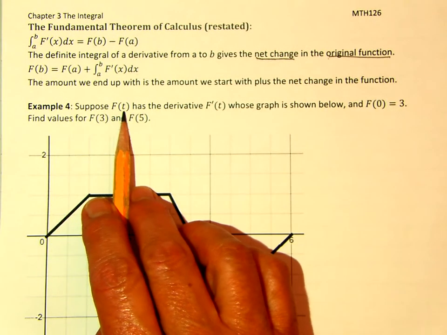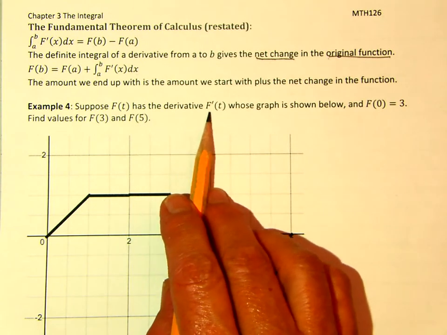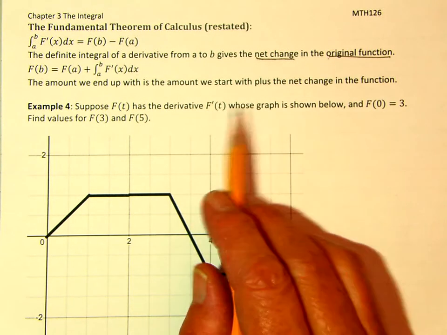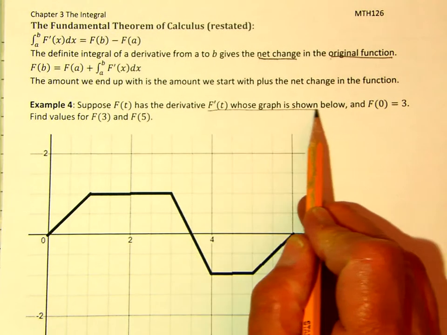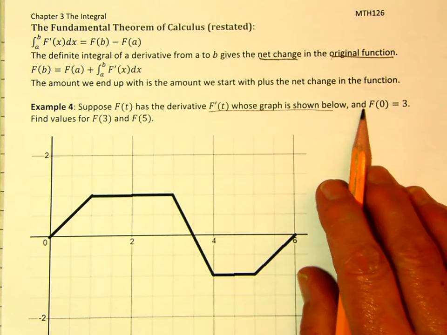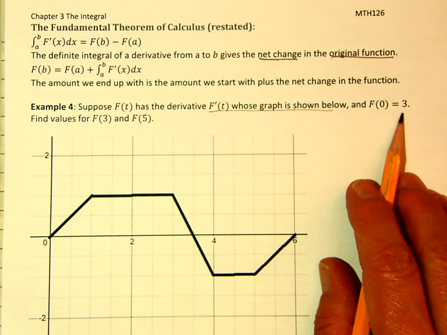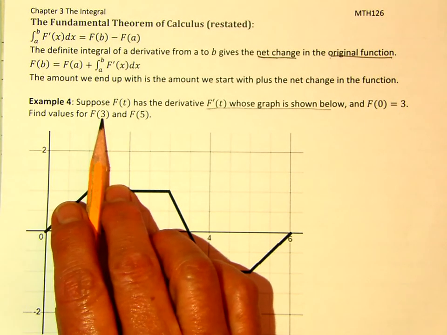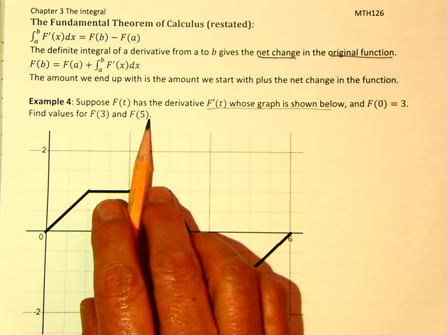Suppose capital F of t has the derivative capital F prime of t, whose graph is shown below. So the graph below is the derivative. And we know that capital F of 0 is 3. Find values for capital F of 3 and capital F of 5.